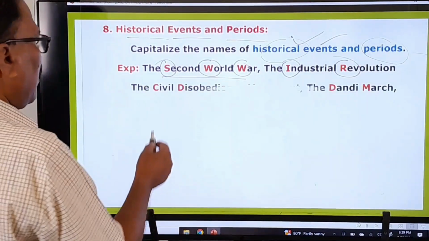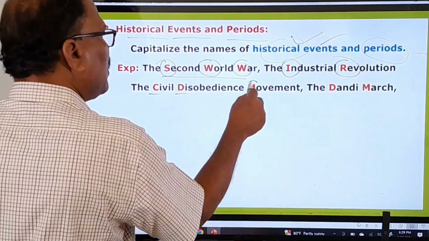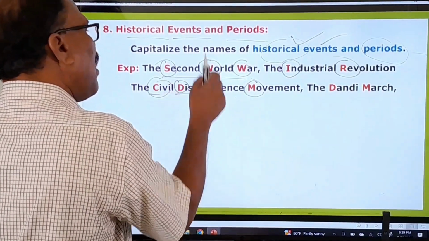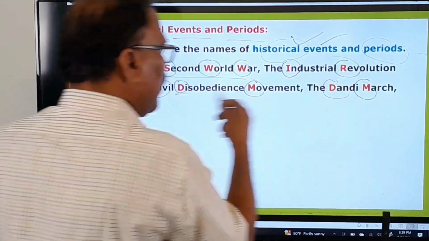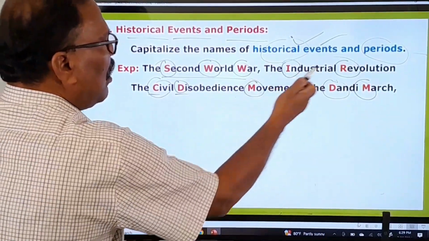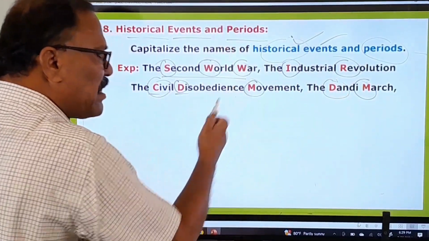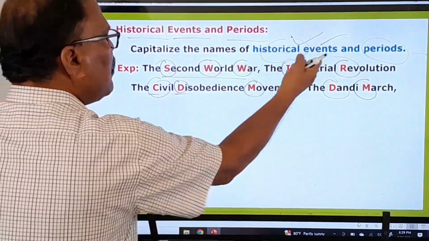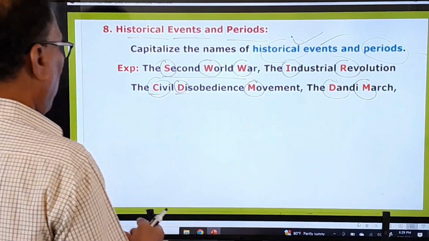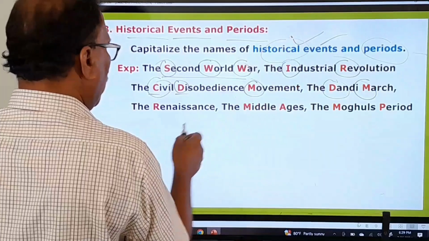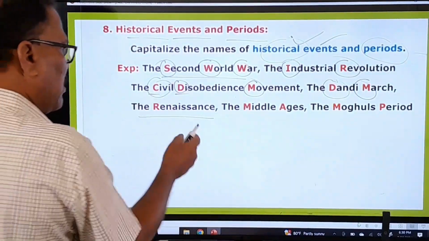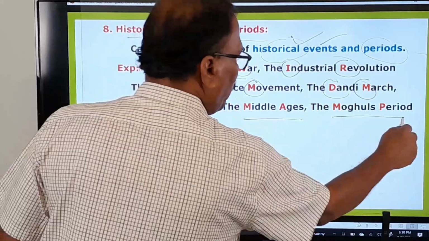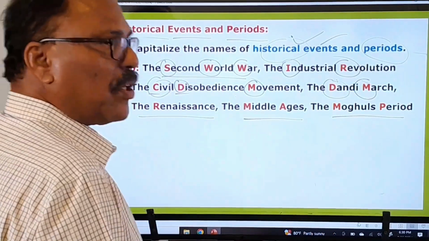Okay, right. And here the Civil Disobedience Movement. This is a historical event that occurred in India, and the Dandi March, it's also like that. These are the historical events that took place in India. These are the events that took place in the world. And here periods: Renaissance. Renaissance means cultural revival. That period is called the Renaissance, the Middle Ages, the Mughals period, and so on. Okay, the Gupta's period.